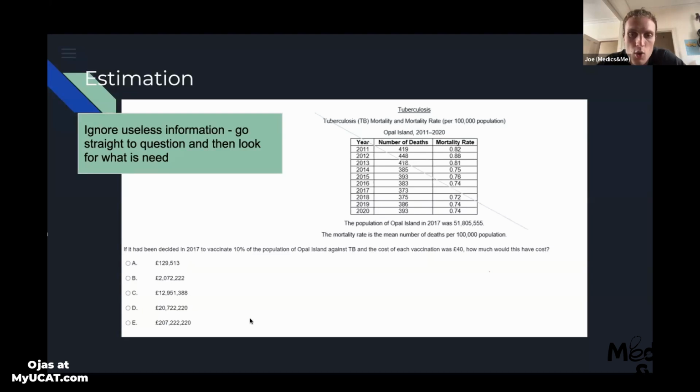So we're asked to work out 10% of the population. So we just look at the population, we see it's 51 million. So because the answers are so far apart, we can round that to 50 million, work out 10%, and then we know each vaccine is £40, isn't it? Here, £40. So we can do some simple multiplication to do 50 times 40 gives us 200. So 200 million. So are people happy with how we go about answering that?